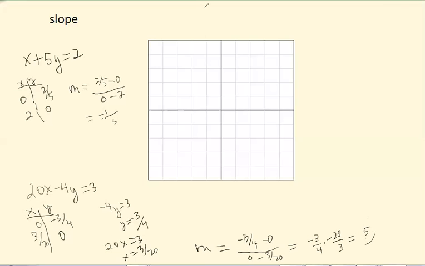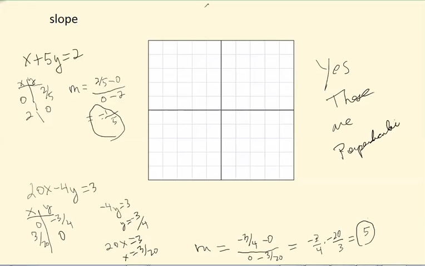If you compare this number to this number, notice that they are negative reciprocals. They're opposites and they're reciprocals. So yes, these lines are perpendicular. If we graph them, we could illustrate that, but we won't on this video here.